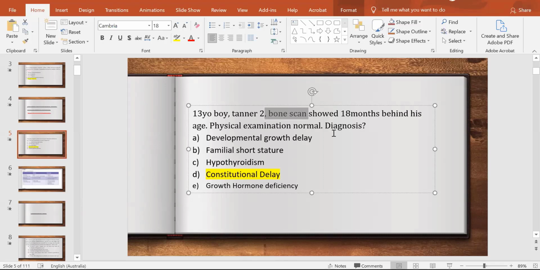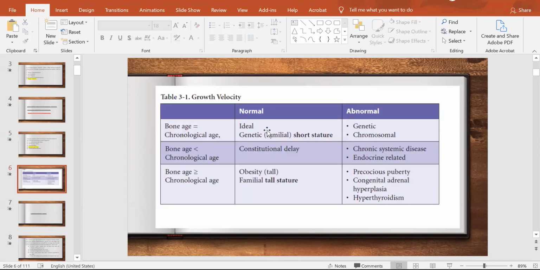Yeah, because first of all, we need to know what type of problem he is having. We need to know the bone age first. Like if you see here, you need to first find out the growth velocity. To get the growth velocity, you need to know the bone age first. When you know the bone age, then you can go for your next investigation.